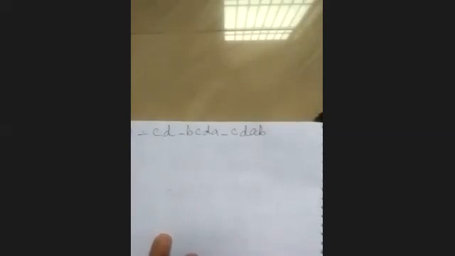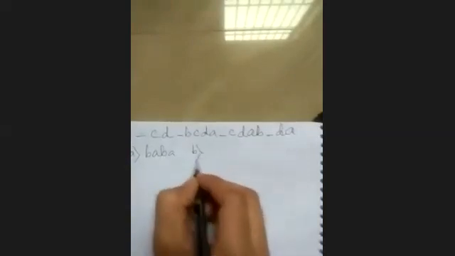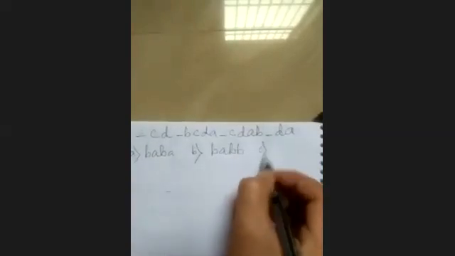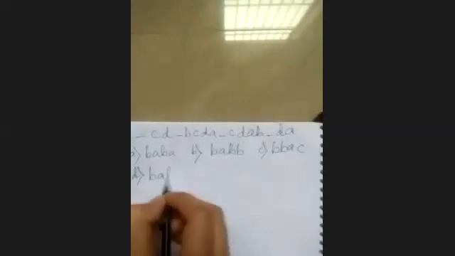Okay. I forgot the number. Dash C D, dash C D, dash B C D A, dash C D A B, dash D A. The options are A, B A B A, option B, B A B B, option C, B B A C, option D, B A B C.